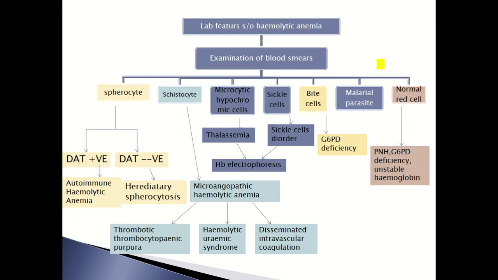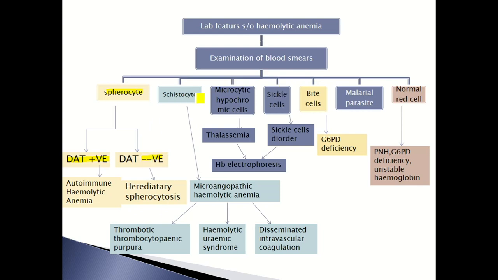From this blood picture we know that there is a hemolytic picture, but still we have to examine each cell on the peripheral smear. For example, if there are a large number of spherocytes, go for the direct antiglobulin test, that is the Coombs test. If it is positive, it is suggestive of autoimmune hemolytic anemia. If there are spherocytes with a negative Coombs test, you have to label it as hereditary spherocytosis.